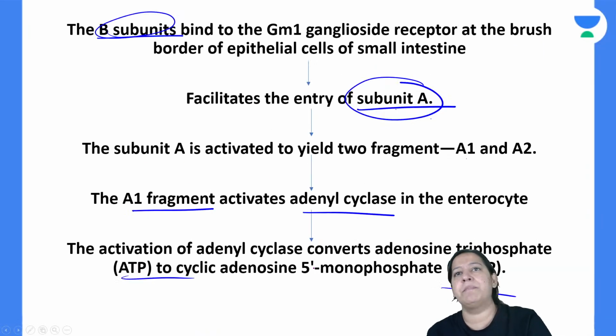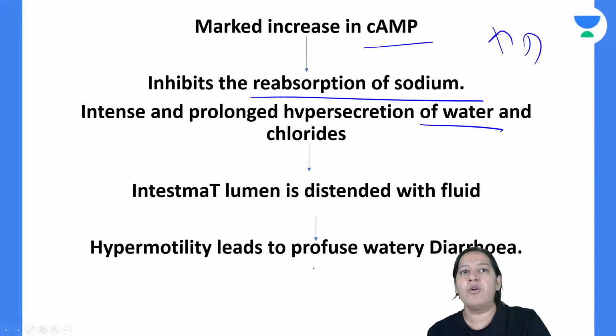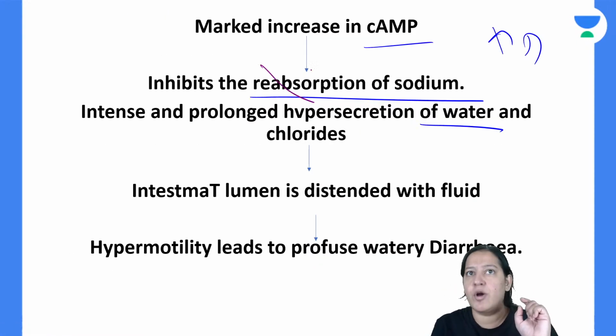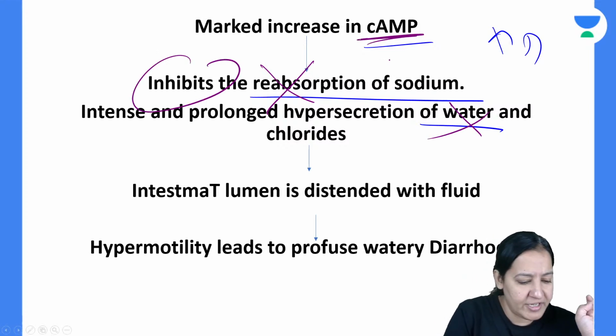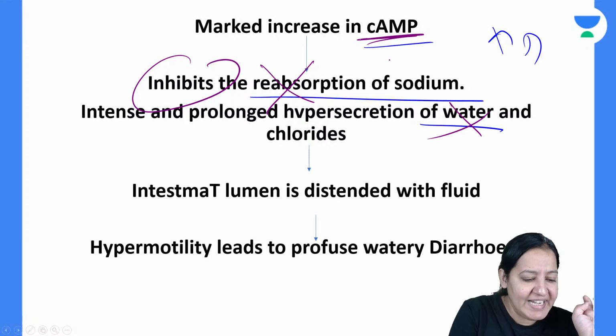So that is the mechanism of action. Have you got it? So it inhibits reabsorption of sodium and water, with cyclic AMP increasing in the cell. So that is the mechanism of action of ETEC.